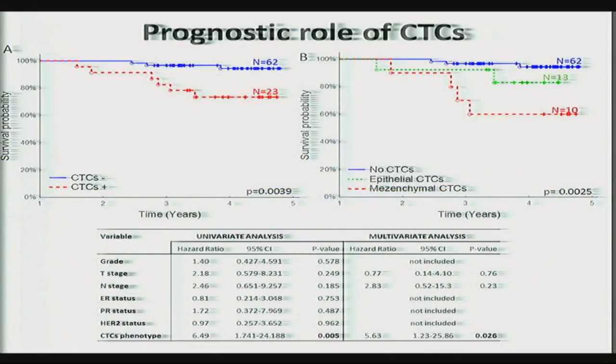What is also important is the prognostic role of CTCs. We show that not only the presence of CTCs, but their molecular phenotype is the most important. Here you can see that mesenchymal CTCs are the bad ones, in comparison to epithelial CTCs, which were actually linked to better prognosis than mesenchymal ones. In the multivariate analysis, we show that presence of mesenchymal CTCs is linked to almost 6 times higher risk of death, and was not related to T stage or N stage of the patients.